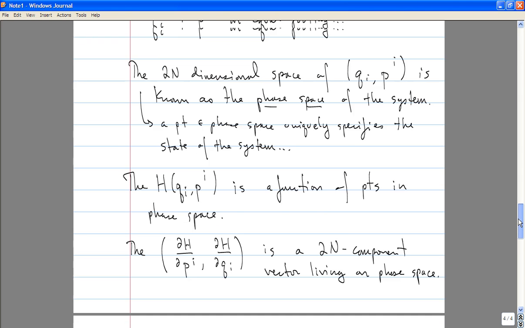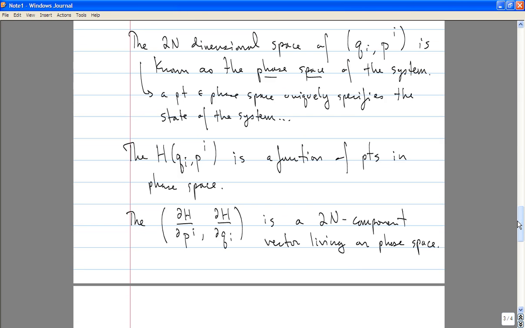And it's the vector whose components are given by the derivatives of the qi's and pi's, which are the coordinates of phase space. And you have a name for a vector whose components are given by the derivatives of some function. It's a gradient vector. So it's a gradient vector.